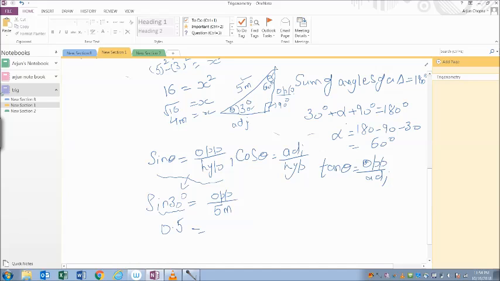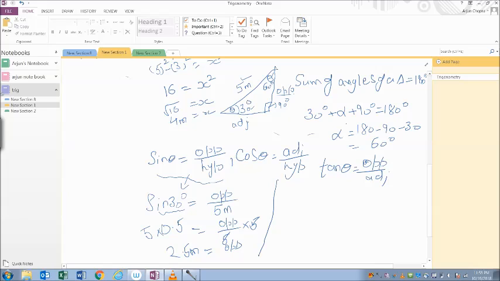So 0.5 equals opposite upon 5. I'm going to multiply both sides by 5 and cancel this 5. This will give me the opposite side as 2.5. Alright, so this opposite side is 2.5 meters.